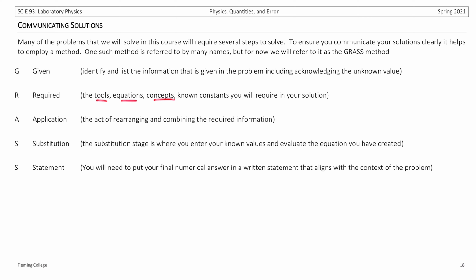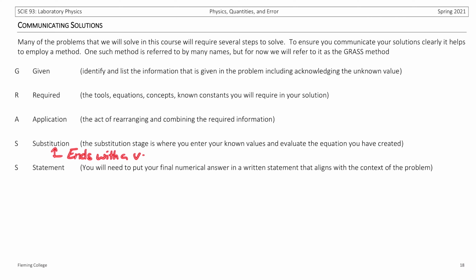GRASS represents G for given. In the given stage, what I'm expecting you to do is identify and list all of the information that's given to you in the problem. This includes acknowledging any of the unknown values in the problem, so the thing you were asked to solve for. The second part of this method is the required phase. In the required phase, you're going to list out the tools or equations or concepts or known constants that you're going to require to calculate your solution.